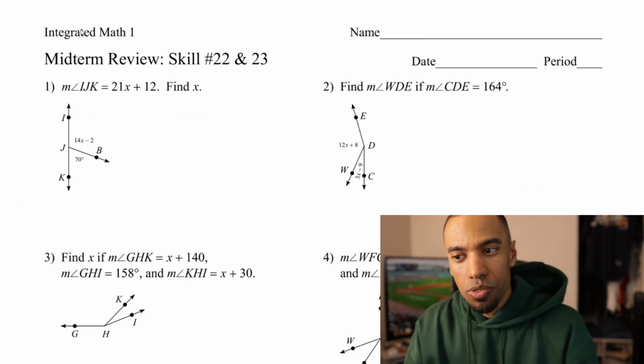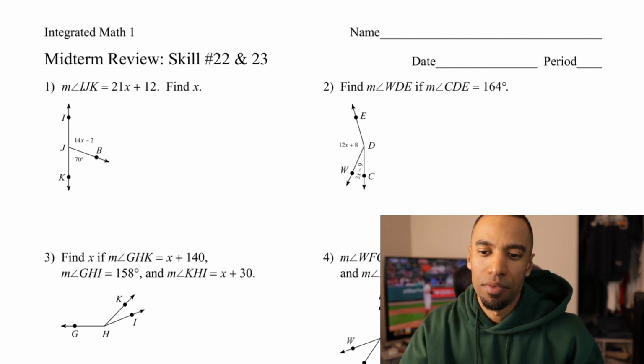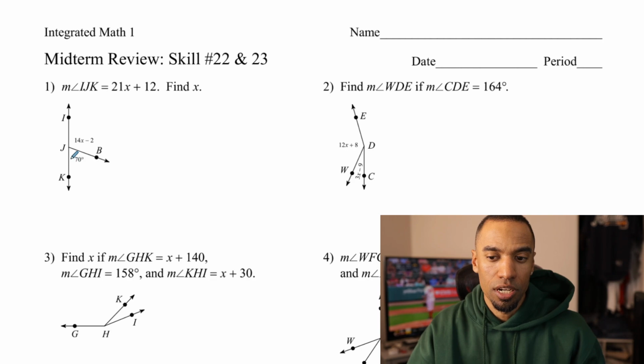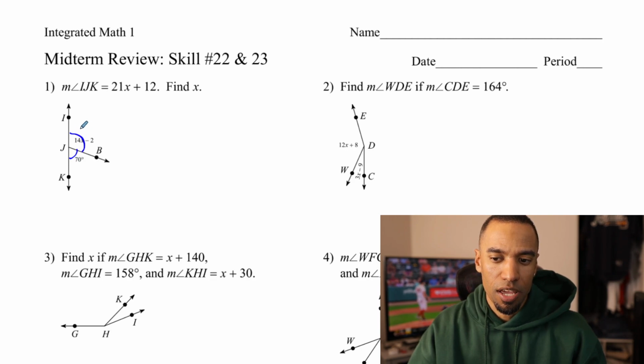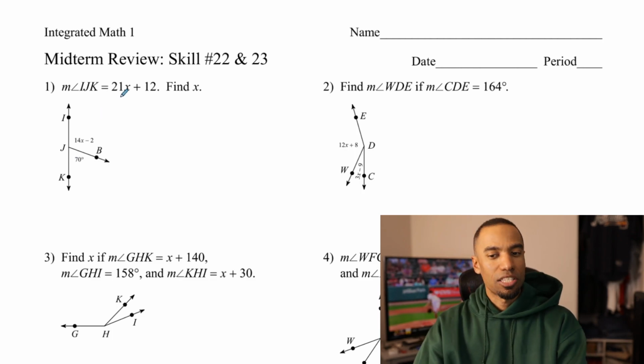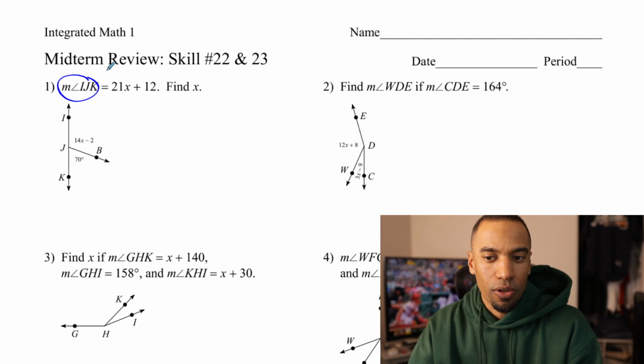The next skill is using angles in the same fashion. Skill number 22, if you will. This is called the angle addition postulate instead of the segment addition postulate, where the measure of one angle plus the measure of the other angle equals the measure of the whole thing when they are adjacent to each other. And that's exactly what this is.